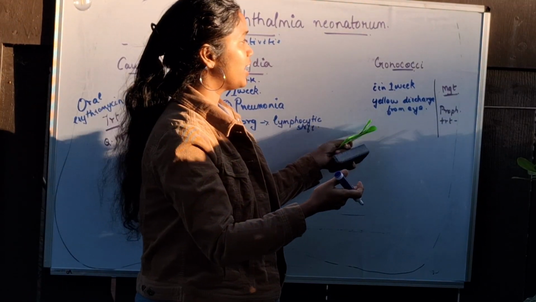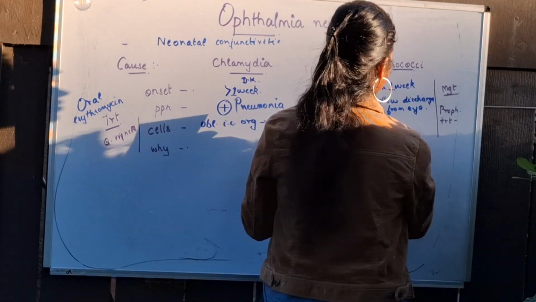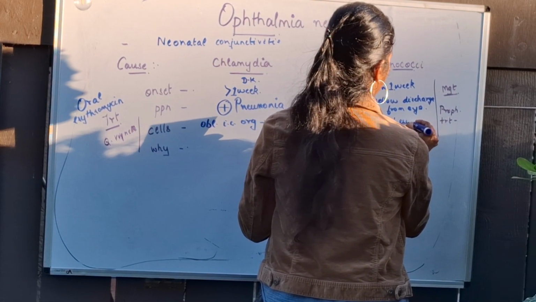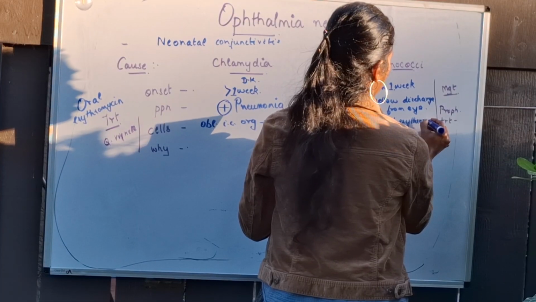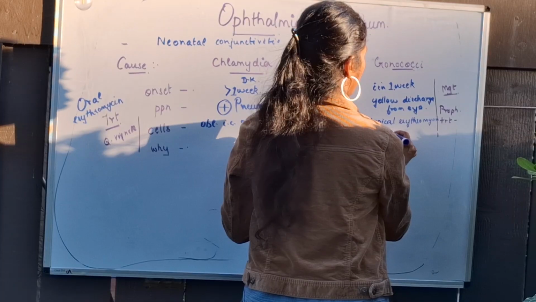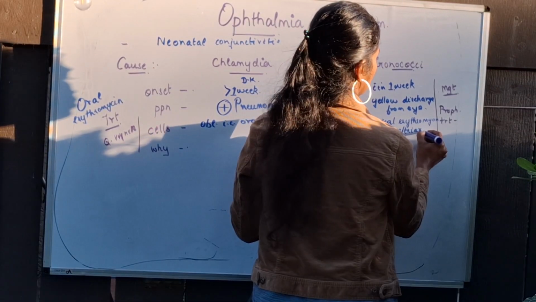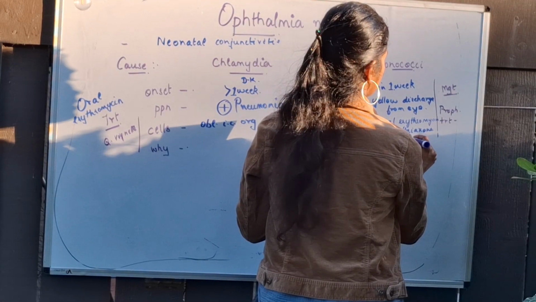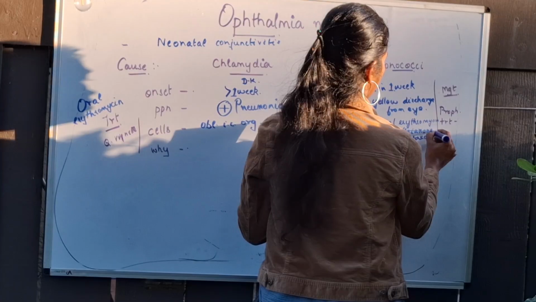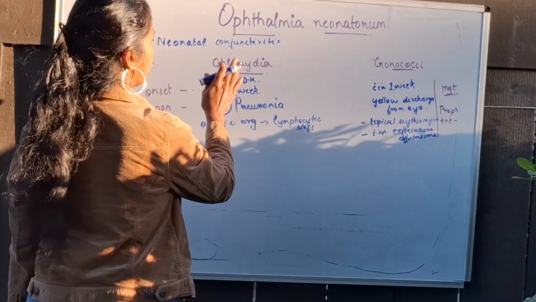But on the other hand, for Gonococci, since it is mostly localized to the eye, the prophylaxis is topical erythromycin. And if you are going to treat the patient, then IM ceftriaxone has to be given, or cefotaxime can be given. So the most preferred is the IM cefotaxime and not ceftriaxone. So this is in brief about neonatal conjunctivitis.